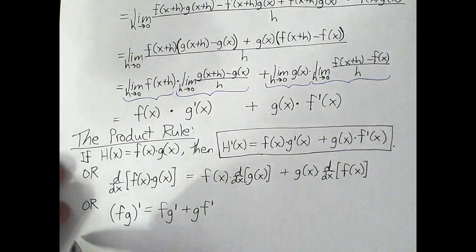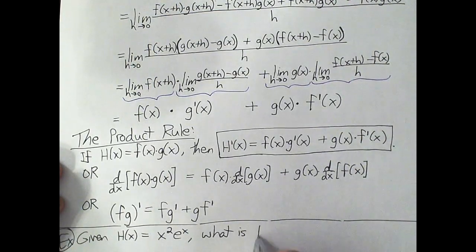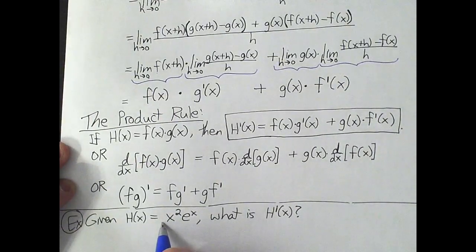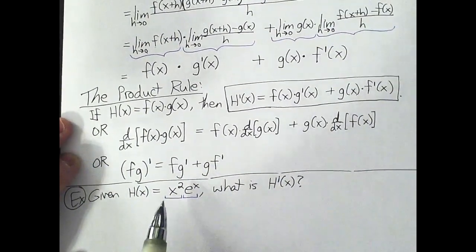All right, so here's what we're going to do. We're going to go back to that problem that I posed at the top of the page, and let's finally answer it. So, example: given h of x equals x squared e to the x, what is h prime? At the top of the page, I underlined each piece. I do that sometimes as scratch work to quickly identify the two pieces of this problem. You could do that if you want. You don't have to.